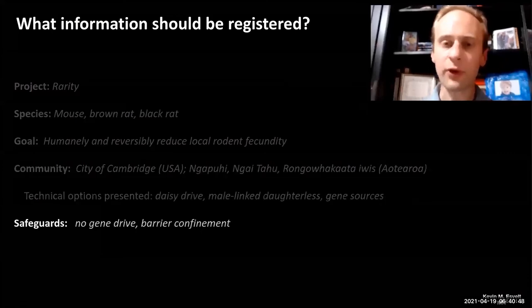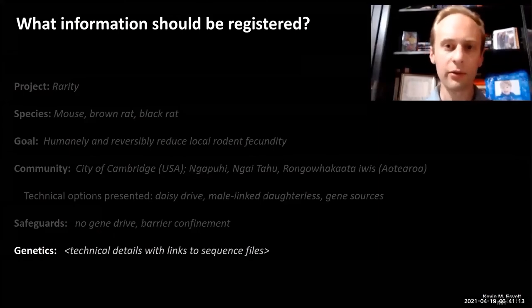It needs to discuss safeguards. Which are the safeguards that will be used? That's absolutely essential for something like a gene drive, which can spread on its own once released. Yet almost no regulations anywhere in the world have been updated to deal with gene drive. A registry, again, could help change that by requiring researchers to specify which safeguards they're using.